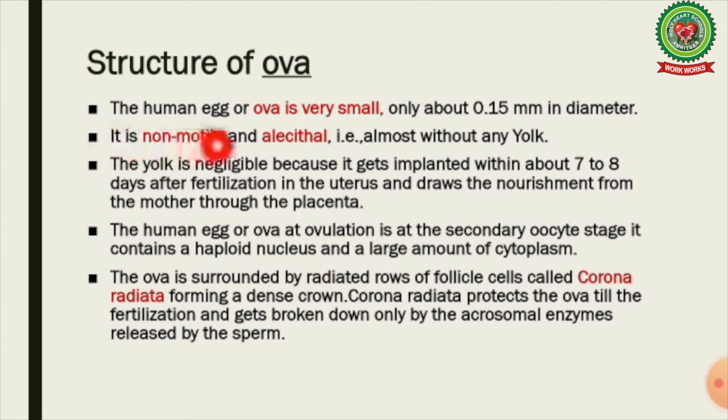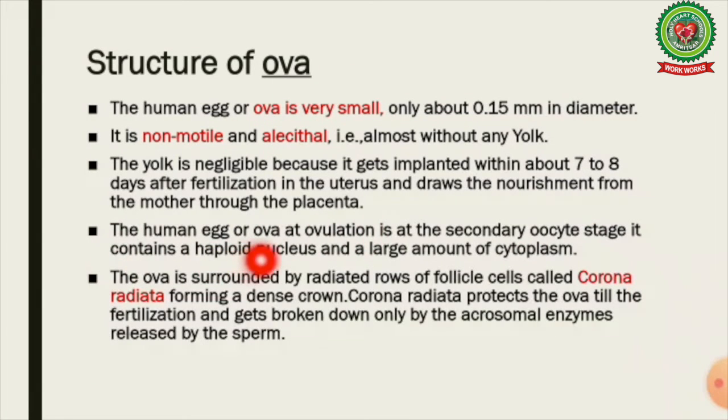The human egg or ova is very small, only about 0.15 mm in diameter. It is non-motile and alecithal, that is, almost without any yolk. The yolk is negligible because it gets implanted within about 7 to 8 days after fertilization in the uterus and draws the nourishment from the mother through the placenta.